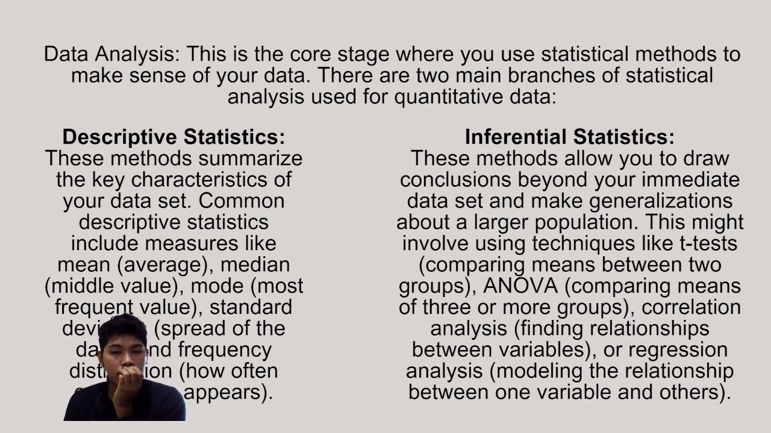While the second is inferential statistics, these methods allow you to draw conclusions beyond your immediate data set and make generalizations about a larger population. This might involve using techniques like t-test, which is comparing means between two groups, and ANOVA, which is comparing means of three or more groups, correlation analysis, finding relationships between variables, or regression analysis, modeling the relationship between one variable and others.